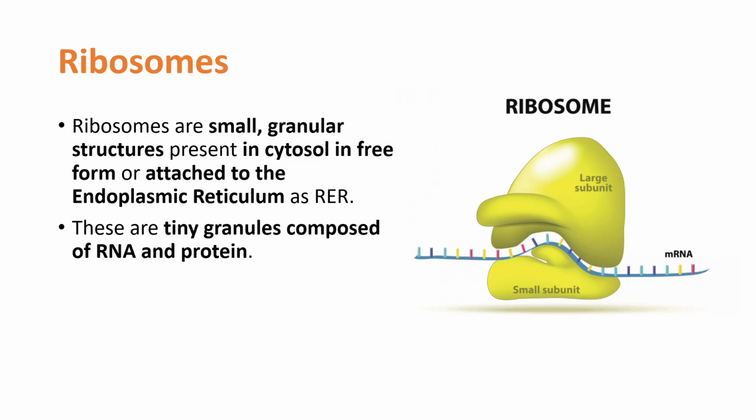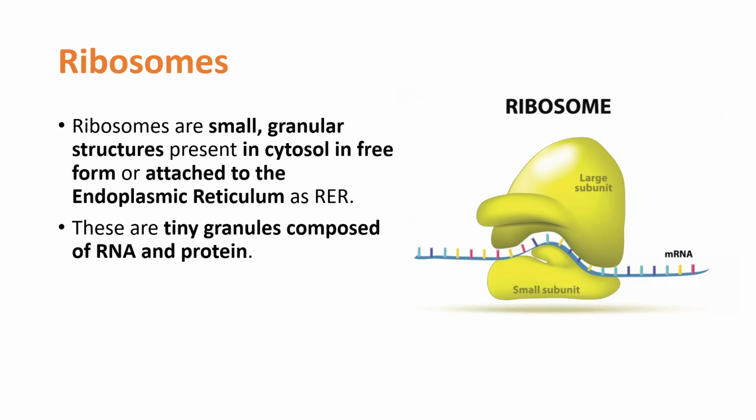We know that the granular matter, the small granules present inside the cytoplasm, is nothing but the ribosome. These ribosomes can be present in free form or they may be attached to the endoplasmic reticulum. The ribosomes which are attached to the endoplasmic reticulum make it the rough endoplasmic reticulum. Now, these ribosomes are tiny granules composed of RNA and protein.